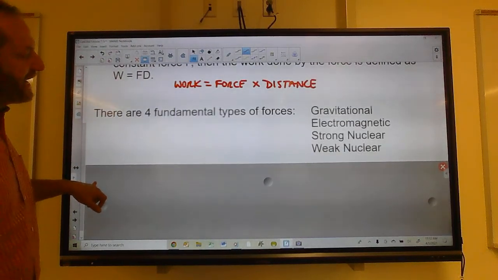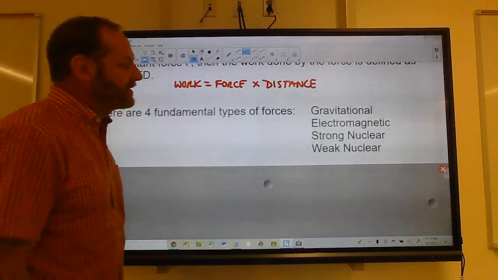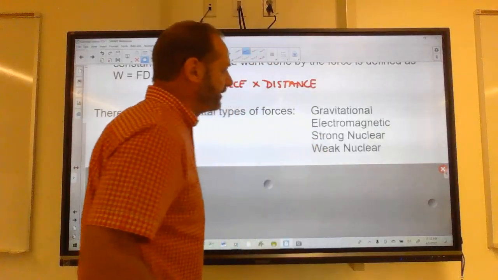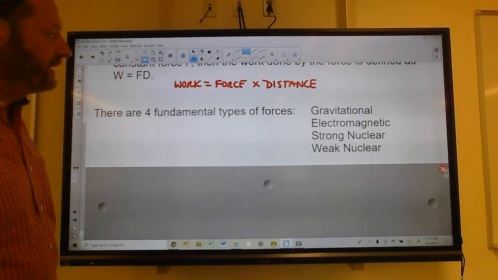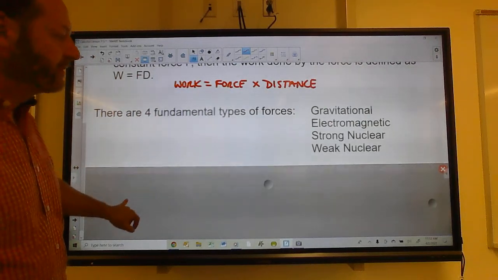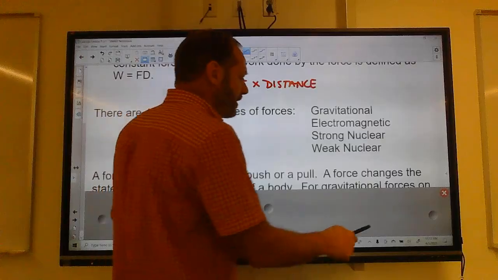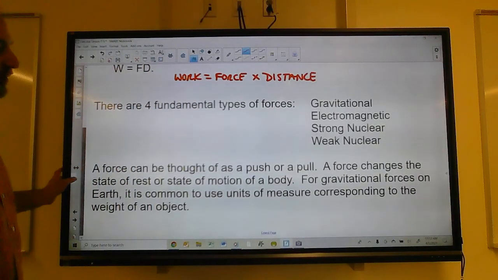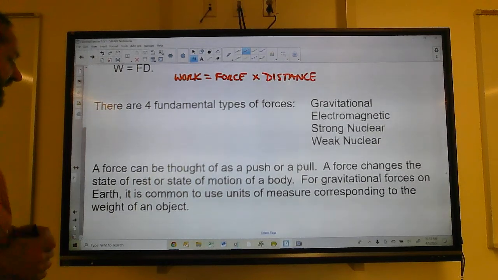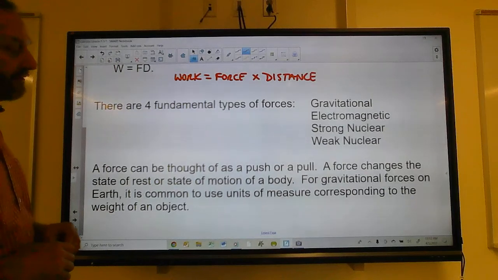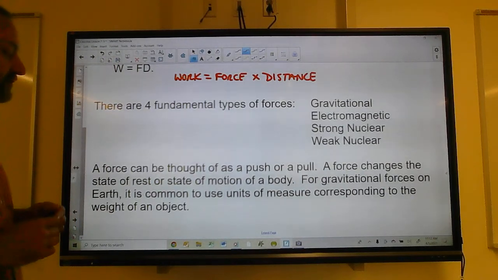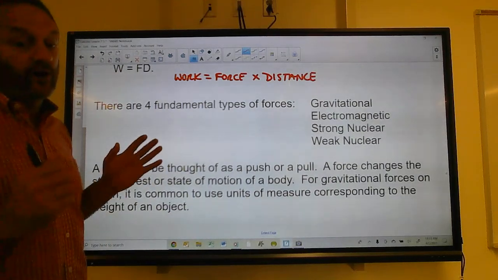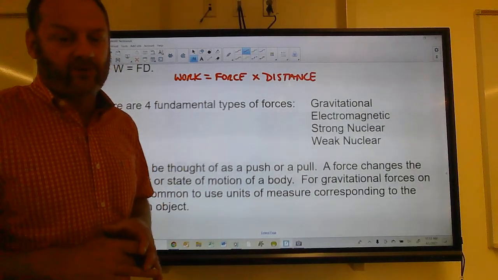There are four different types of forces. There's gravitational, electromagnetic, strong nuclear, and weak nuclear. And each of them kind of has their own formulas that they work with. A force can be thought of as a push or a pull. A force changes the state of rest or state of motion of a body. For gravitational forces on Earth, it is common to use units of measure corresponding to the weight of an object. So what they're saying is on Earth, the weight and the mass are the same thing.